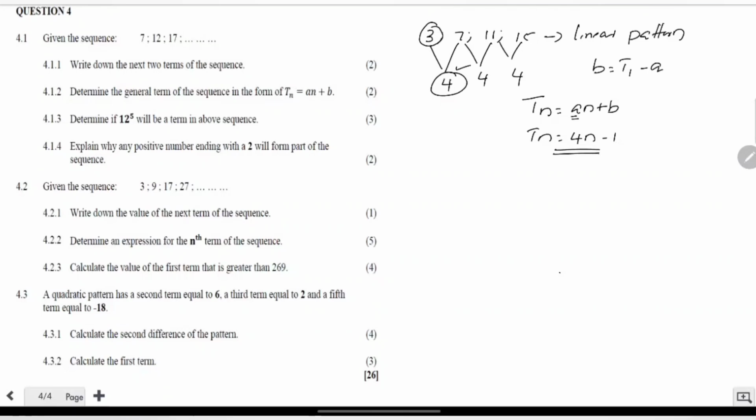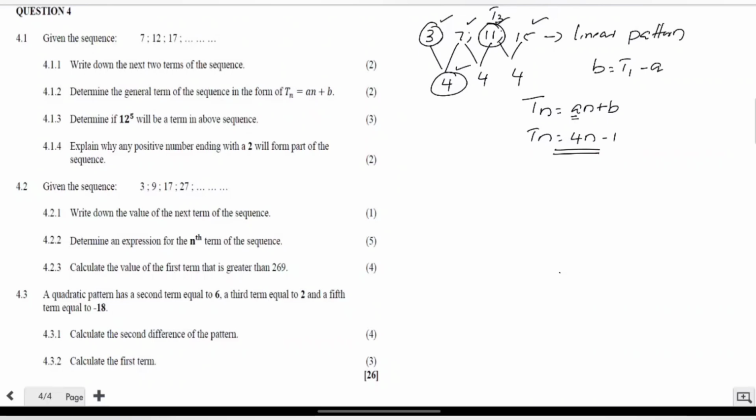This general term represents all the terms in that pattern, by replacing n with that particular number. For example, the third term. What is the third term? 11. You can get it by replacing n with 3, because T3 is 11. That is 4 times 3 is 12, minus 1, 11. So first of all, you have to understand the general term is representing each term. Second term, how do we get it? Replace n with 2. That is T2 is equal to 4 times 2 minus 1. How do we get T4? 4 times 4 minus 1, that is 16 minus 1. It's going to be 15. Clear? So that is a linear pattern.